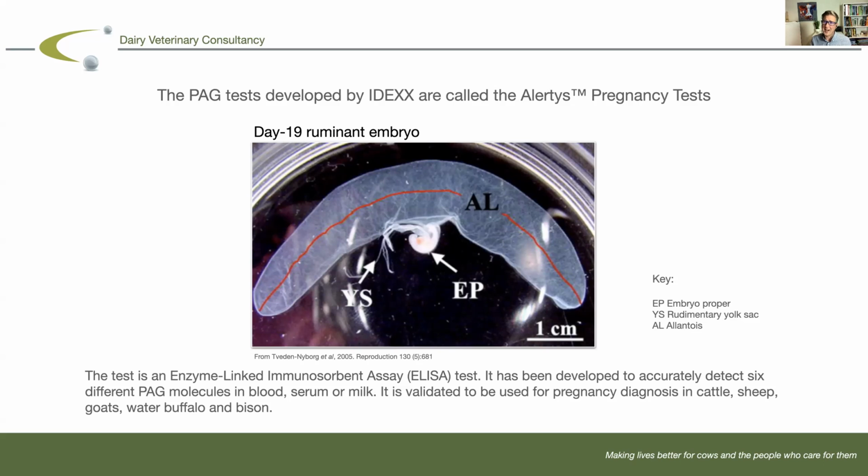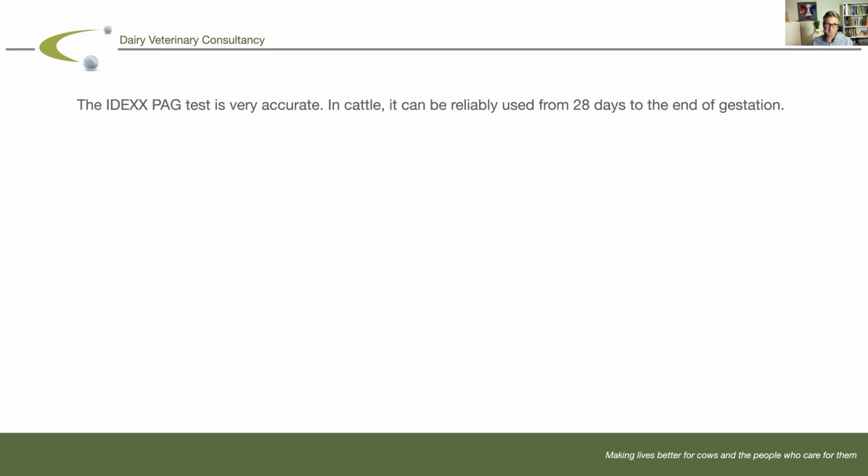This is the kind of size of embryo that we're talking about that's producing the chemicals from the earliest stage when they can be detected using the Alertys test. So tiny size of the embryo proper. The yolk sac or allantois is slightly larger, but we're not looking at a very big embryo at all.